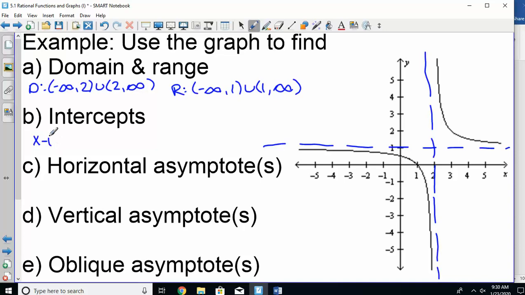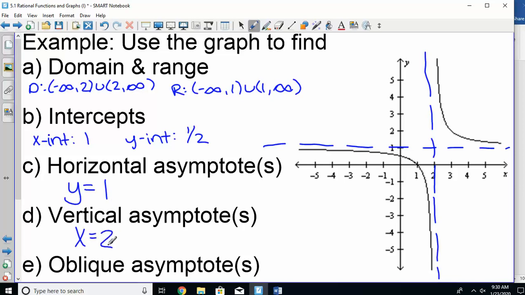Intercepts. X-intercept, that means where does this graph touch the x-axis? Y-intercept, where does this graph touch the y-axis? Horizontal asymptotes, how do we write the equation of a horizontal? Y. Horizontal is y. What's my horizontal? Y equals, switch the order around here this time, 1. Vertical is x equals, so that's x equals 2.